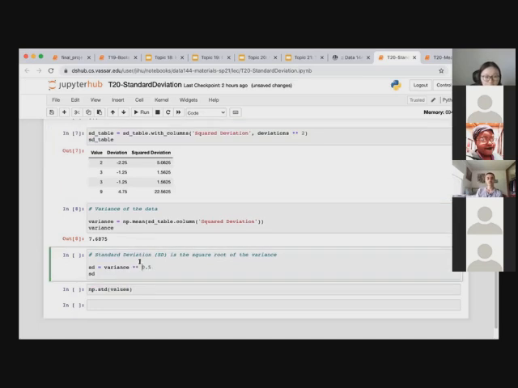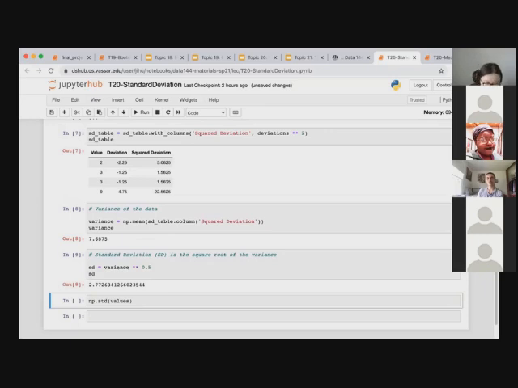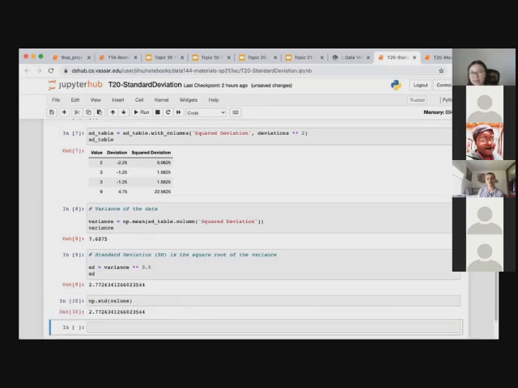All righty. And then when you get the variance, if you take the square root of that, you get what we mean by the standard deviation. Okay, and then you can use np.std, which stands for standard deviation. That will give you the standard deviation directly.